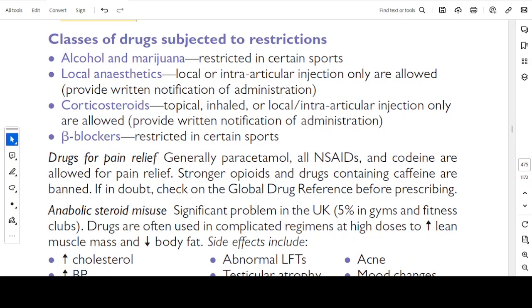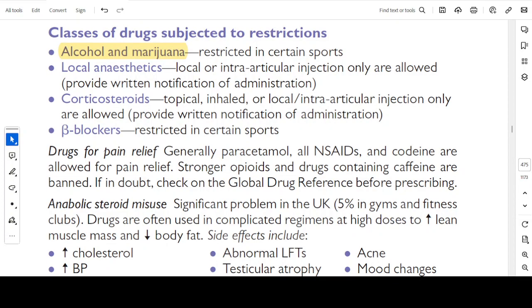Classes of drugs subject to restrictions. Alcohol and marijuana are restricted in certain sports. Local anesthetics: local or intra-articular injection only is allowed, provided there is written notification of administration. Corticosteroids: topical, inhaled or local intra-articular injection only are allowed, provided there is written notification of administration. Beta blockers are restricted in certain sports.